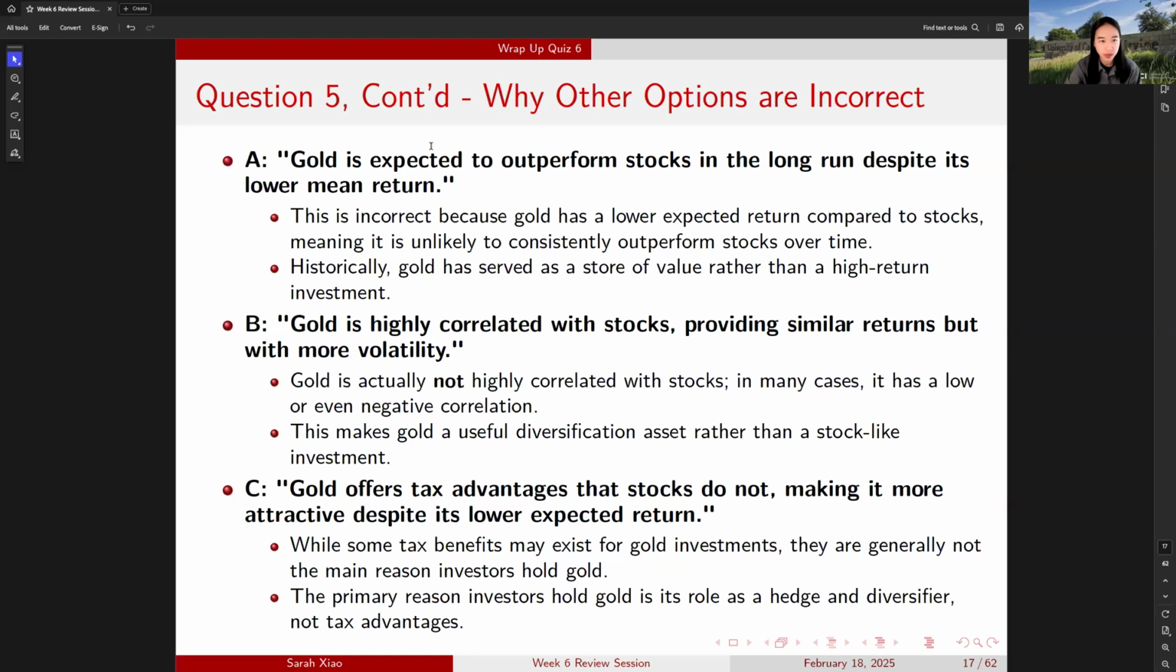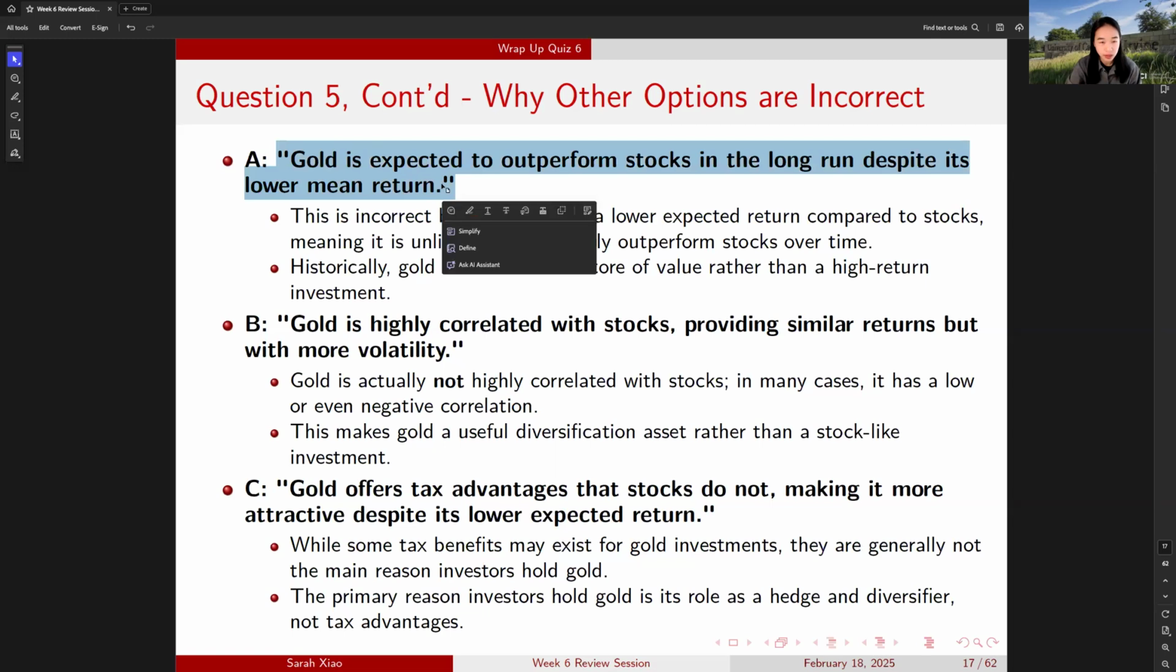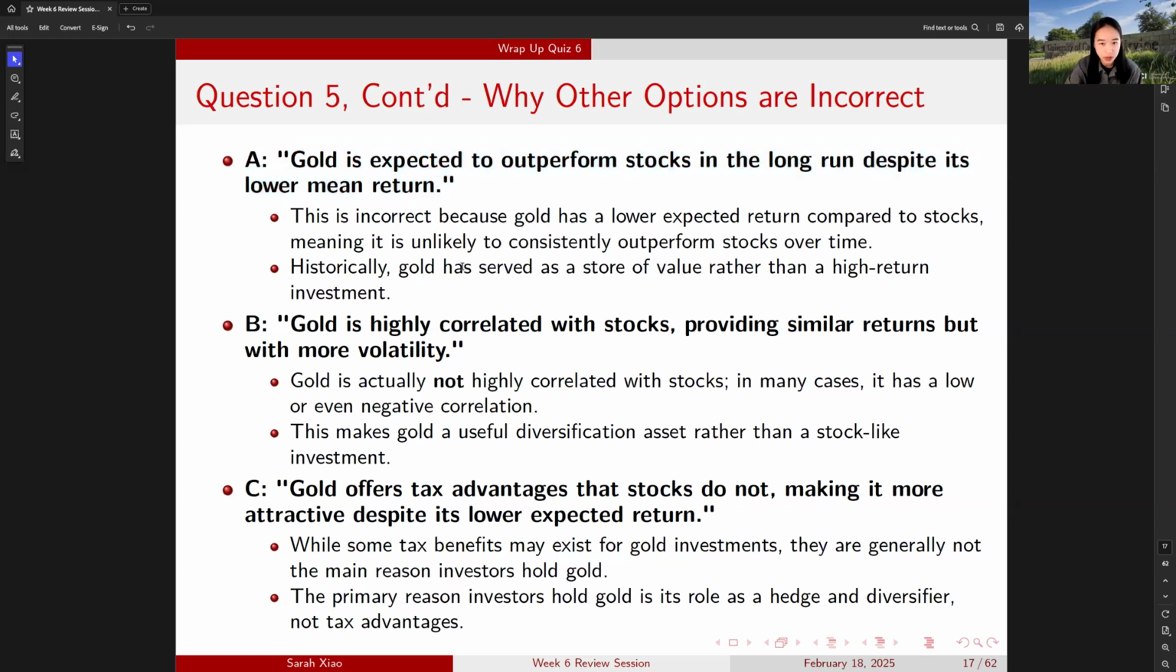Okay, next, we consider why the other options are incorrect. The statement for A is not correct because gold has a lower expected return compared to stocks, meaning it is unlikely to consistently outperform stocks over time. Historically, gold has served as a store of value rather than a high return investment.